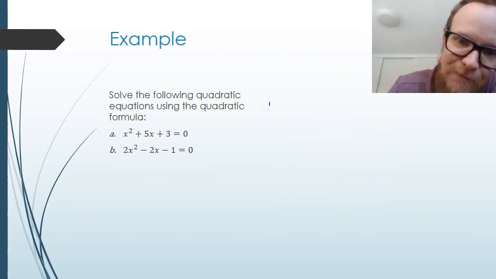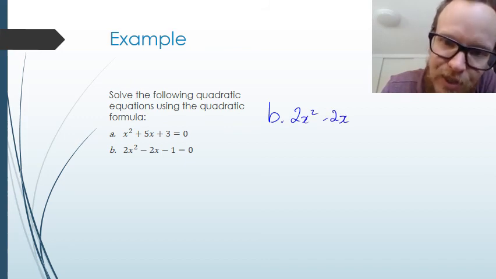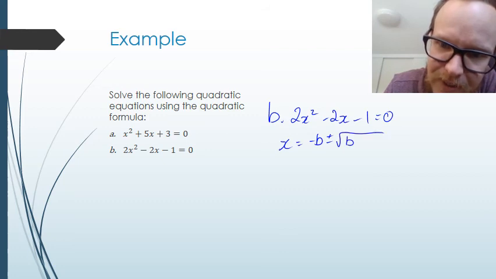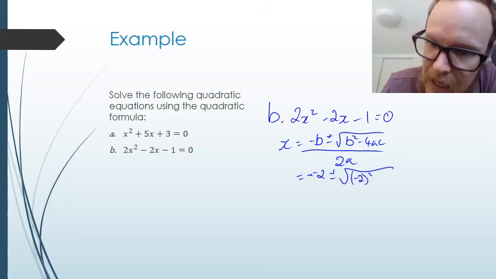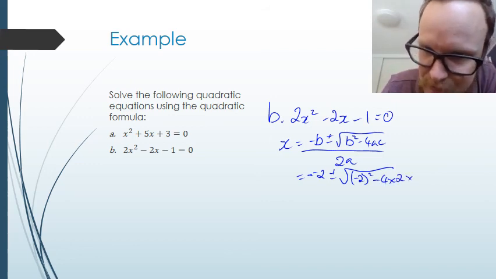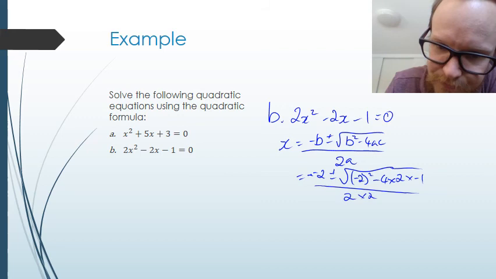Let's look at the last example, b. B is 2x squared minus 2x minus 1 equals 0. Write the formula. x equals negative b plus or minus the square root of b squared minus 4ac over 2a. Substitute in negative of negative 2. That's going to be a positive, but just show that you're substituting it in. Square root of negative 2 squared minus 4 times 2 for a times negative 1 for c, all over 2 times 2.